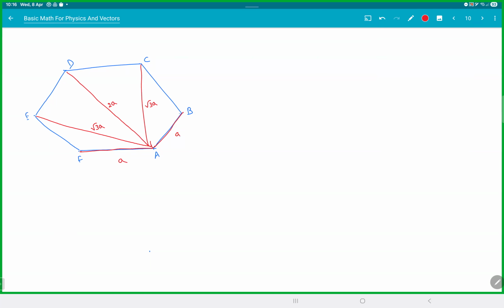So can I say whatever F does right now, A will do in the second turn? Whatever E does right now, A will do in the third turn. Whatever D does, A will do in the fourth turn, C, fifth turn, B, sixth turn. Therefore, the total distance traveled by A is the sum of the distances traveled by B, C, D, E, F in one turn, right? And what is the angle? Pi by 3. And what are the distances? A plus root 3A plus 2A plus root 3A plus A. That's your answer.